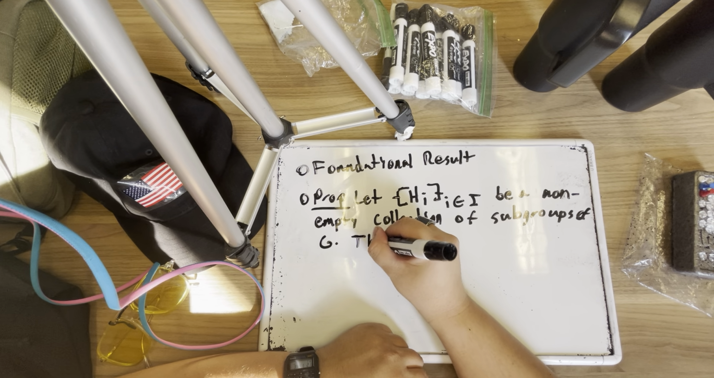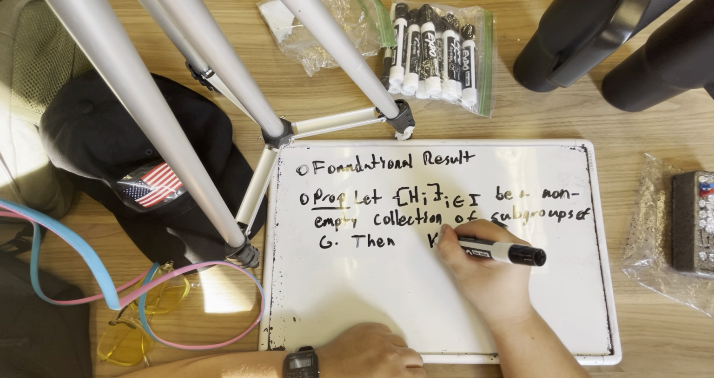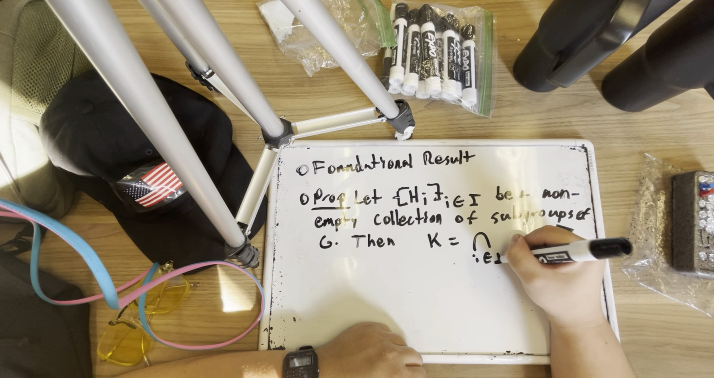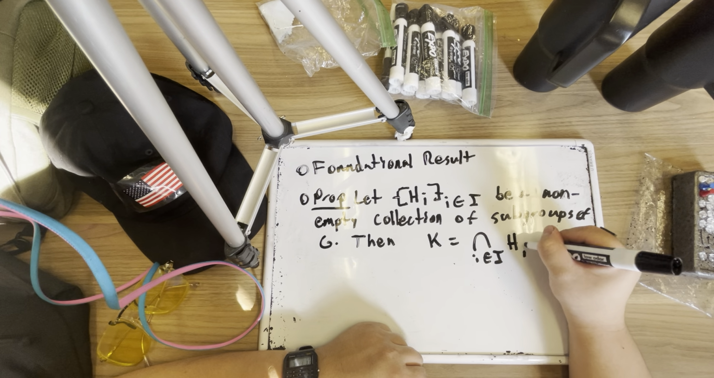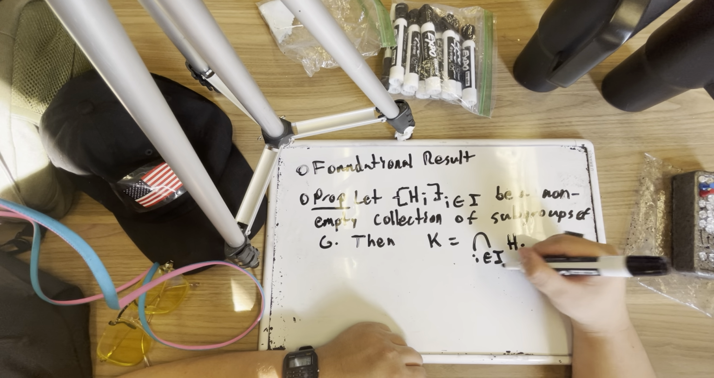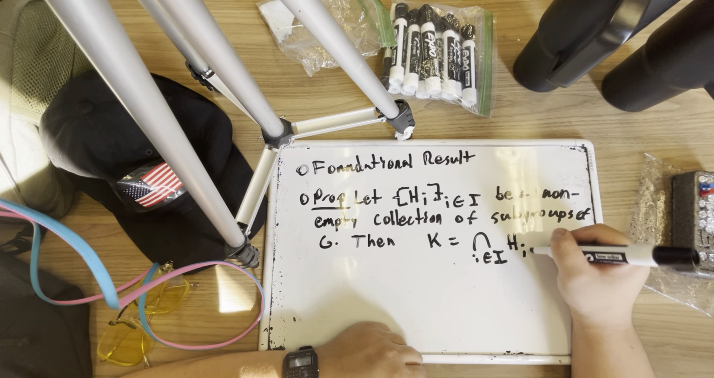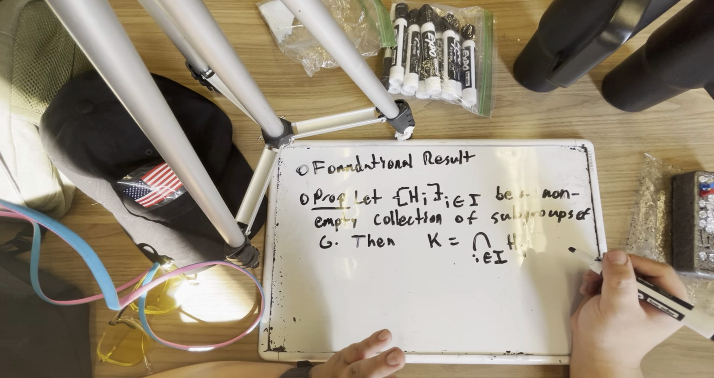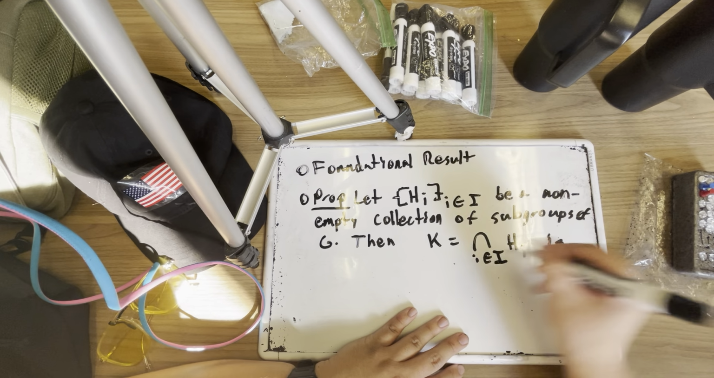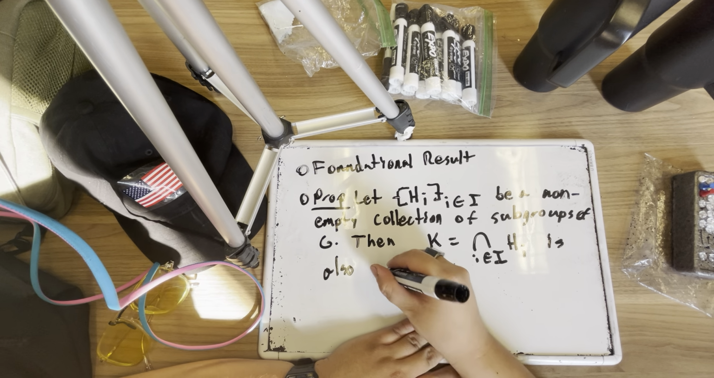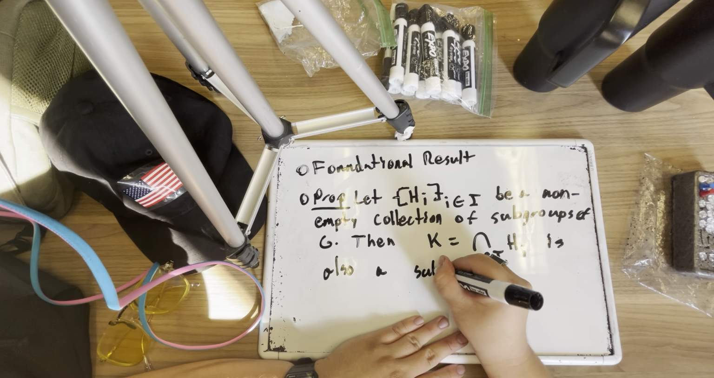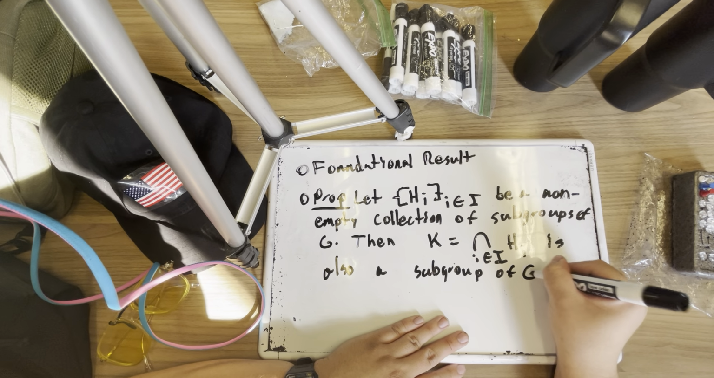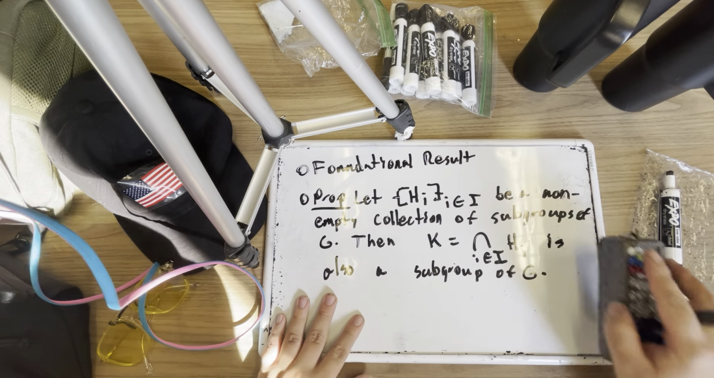Then K is equal to the intersection of all of these subgroups of G, H sub i, with i contained within the set I. So that's for indexing purposes, right? This is also a subgroup of G. Now, let's look at the proof of this.